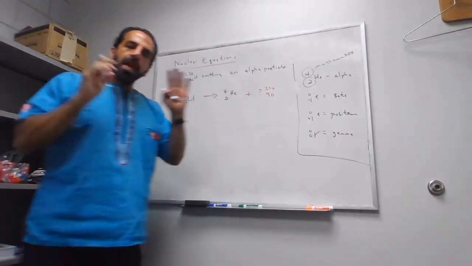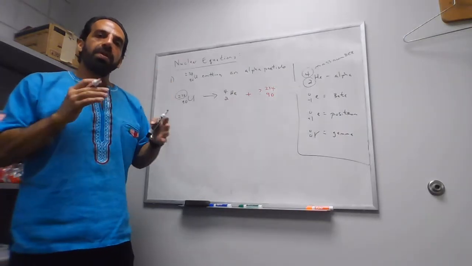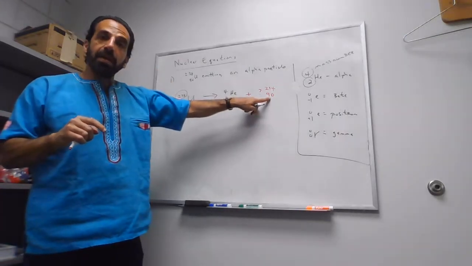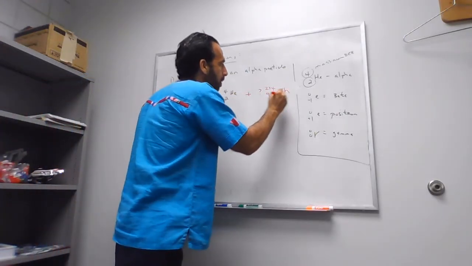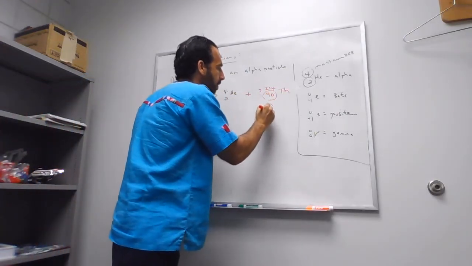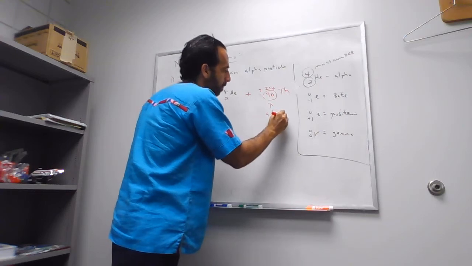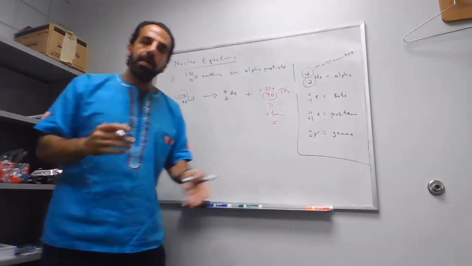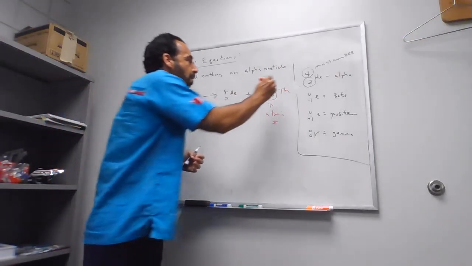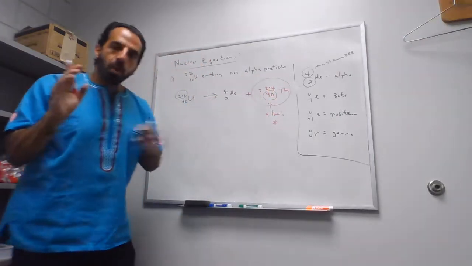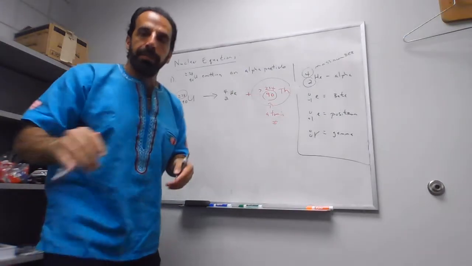You get your periodic table. You go to 90 at the atomic number. That's going to be thorium. So this is the atomic number. So get your periodic table, look at 90, that's going to match up with thorium. So thorium is going to be emitted.